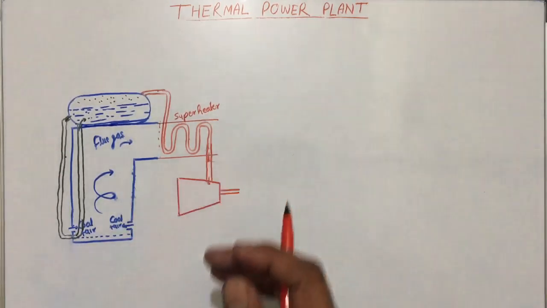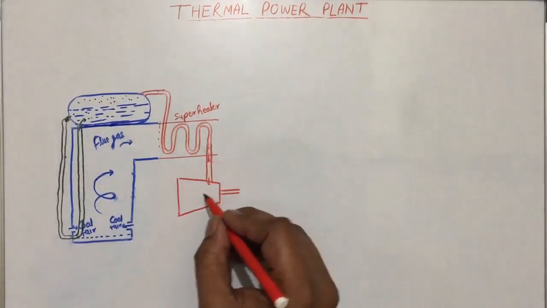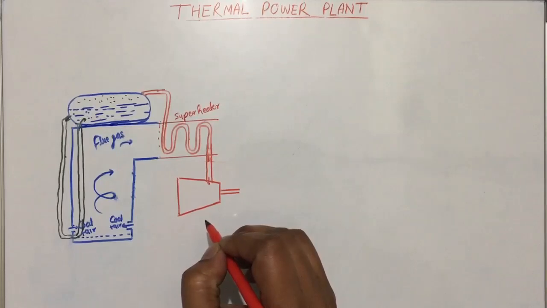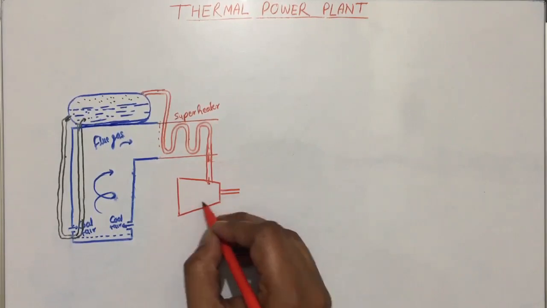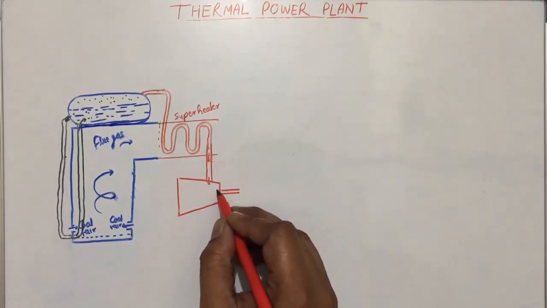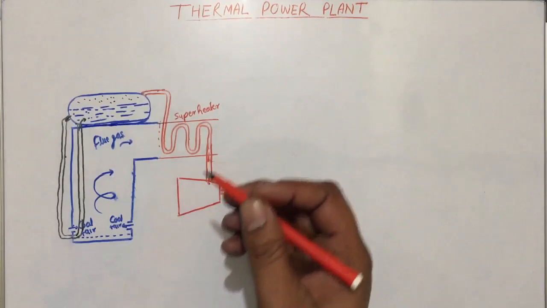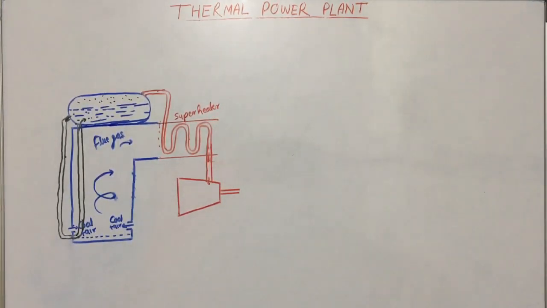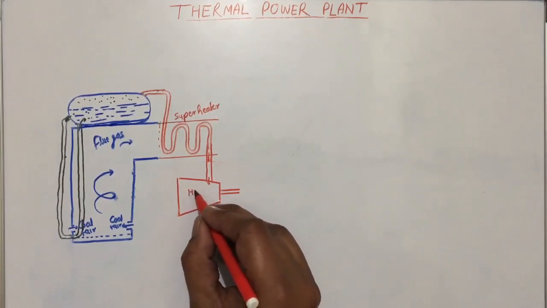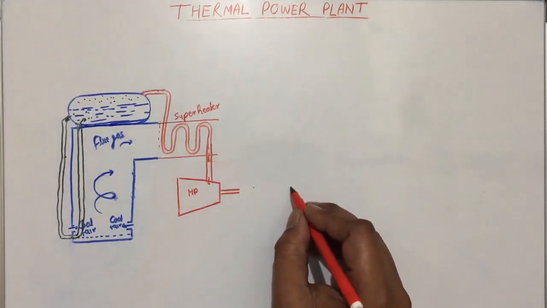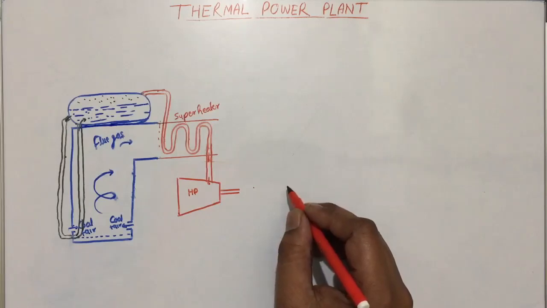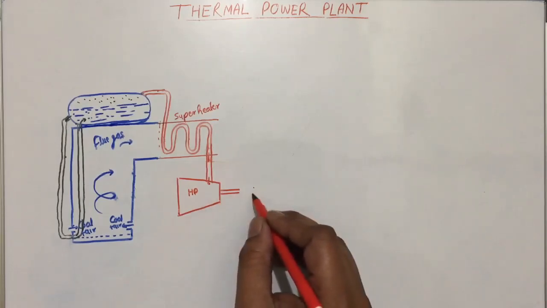However, in a single turbine the pressure is very high. So to make it optimized, a sequence of two or three turbines is placed. These are named the high pressure turbine, medium pressure turbine and low pressure turbine. And sometimes it is only a high pressure and a low pressure turbine.